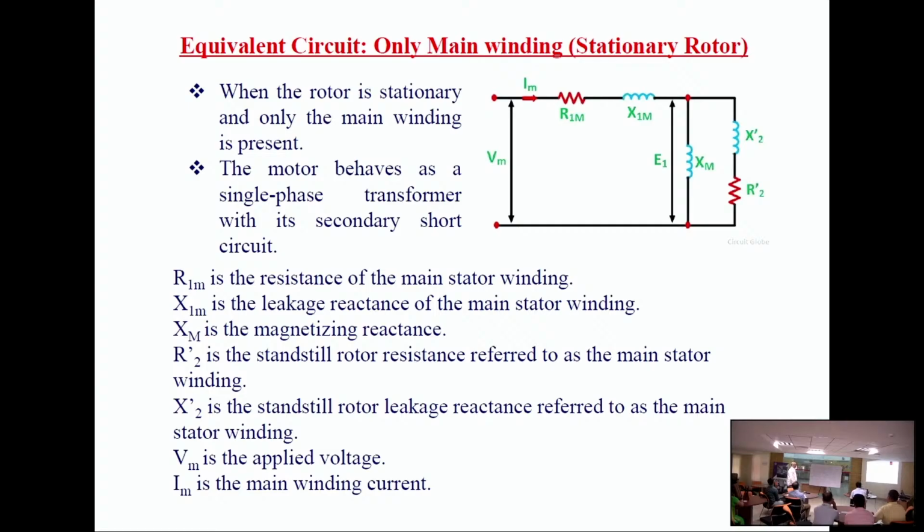When the rotor is stationary and only the main winding is present, the rotor behaves as a single phase transformer with its secondary short circuited. Subscript 1 denotes the primary or stator quantities, 2 denotes the rotor quantities, and dash means referred to the other side. So R2 dash means the rotor resistance referred to the stator, X2 dash is the leakage reactance referred to the stator. Vm is the applied voltage.